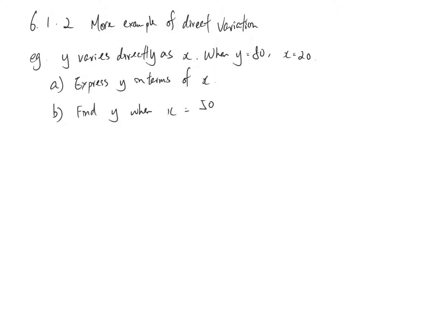Okay, now let's take a look at this example. This is not from your textbook, so please copy it down. If the question tells you y varies directly as x, when y equals 80, then x equals 20. Part A, express y in terms of x. Part B, find the value of y when x equals 50.